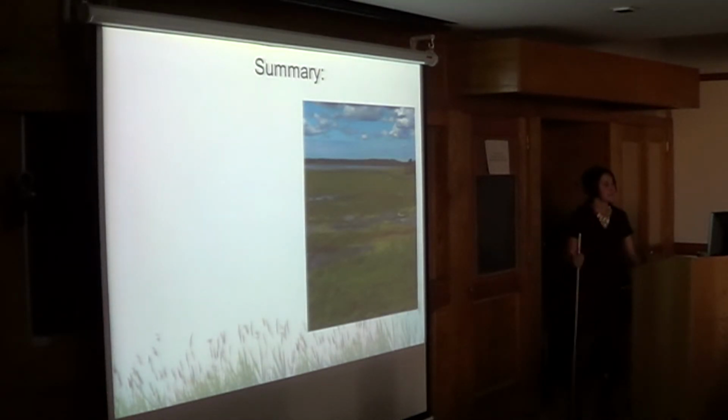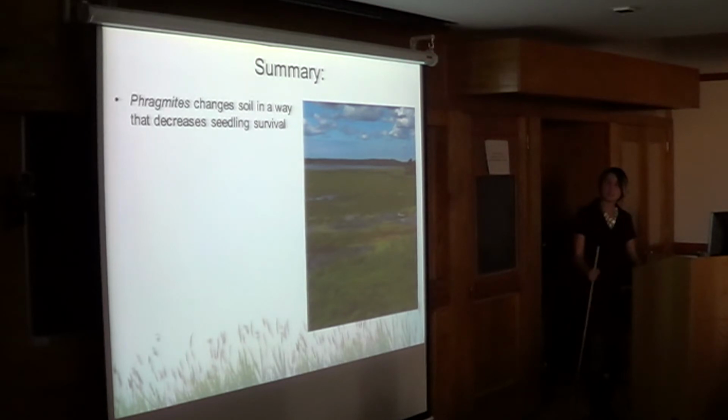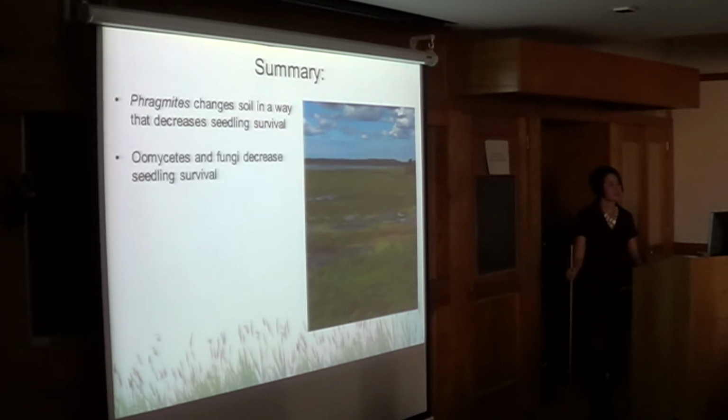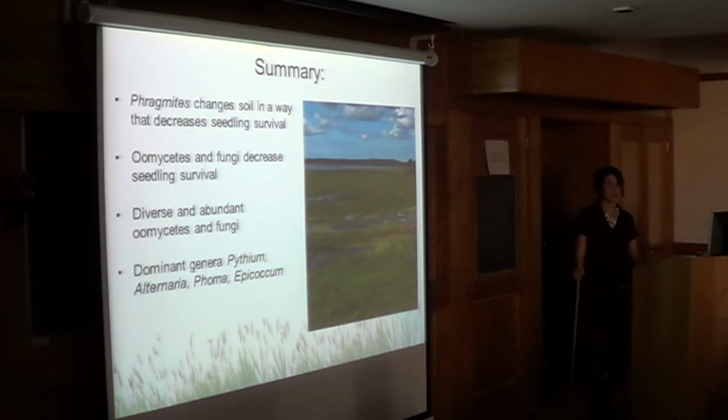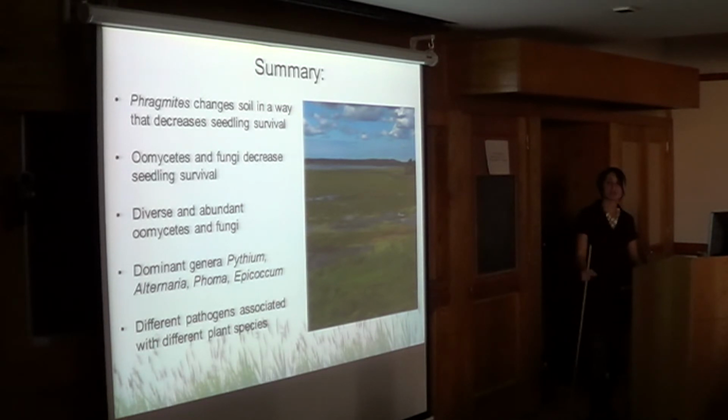So, to summarize, we found that Phragmites changes the soil in some way that decreases seedling survival. And when we looked at that further, we found that that was because of oomycetes and fungi in Phragmites conditioned soil that were decreasing seedling survival. We found diverse and abundant oomycetes and fungi in these marsh wetland soils. And the dominant genera of these were Pythium, Alternaria, Phoma, and Epicoccum. And we found different pathogens associating with different plant species.